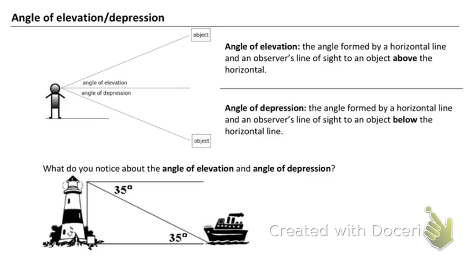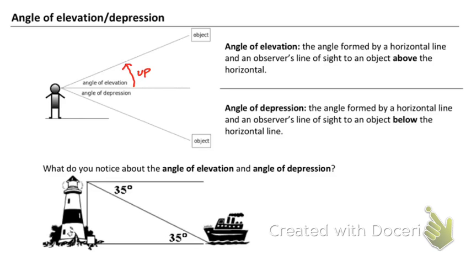All right, we have two things we're going to talk about: the angle of elevation and the angle of depression. The angle of elevation is the angle formed by the horizontal line and an observer's line of sight to an object above the horizontal. So this direction here, let's do it in red. This here is our angle of elevation because you are looking up. Up tells you it's angle of elevation.